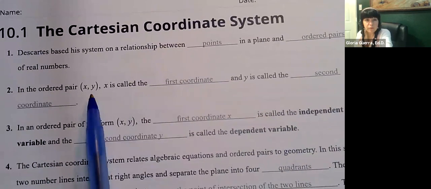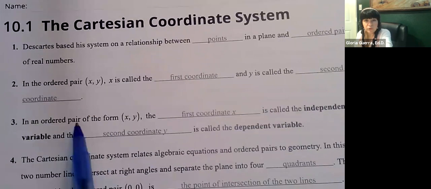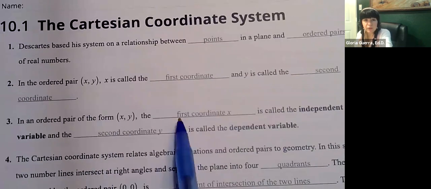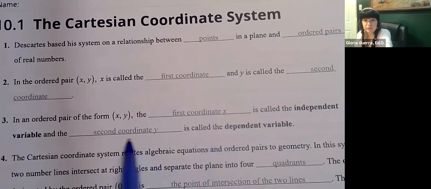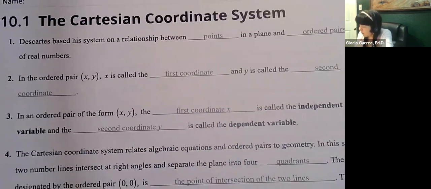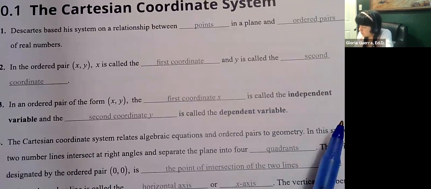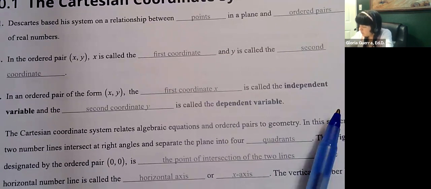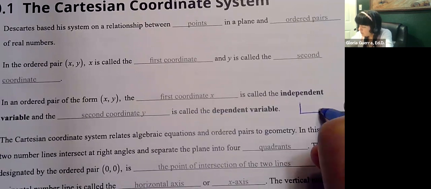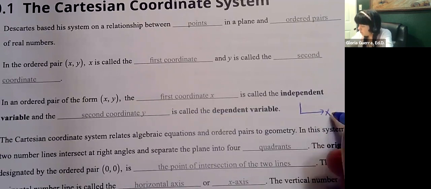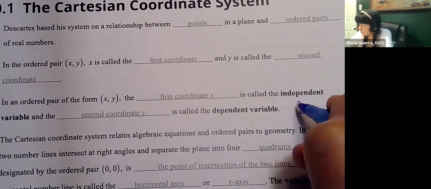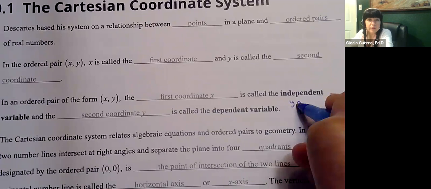In an ordered pair of the form (x, y), the first coordinate x is called the independent variable, whereas the second coordinate y is called the dependent variable. Usually when you think of independent variable and dependent variable, the x is listed as the independent variable, and the y is usually listed as the dependent variable.